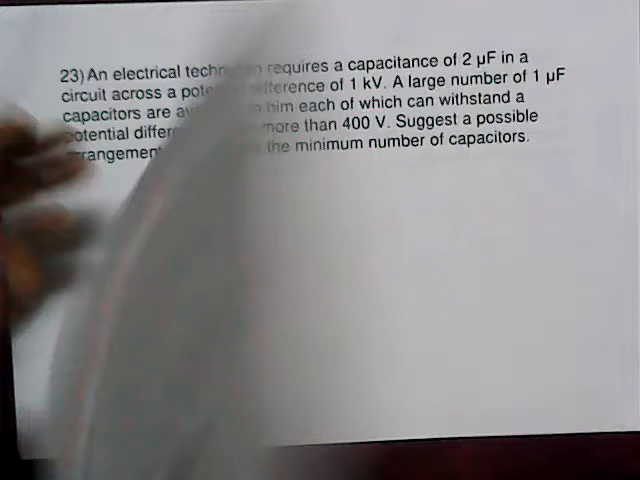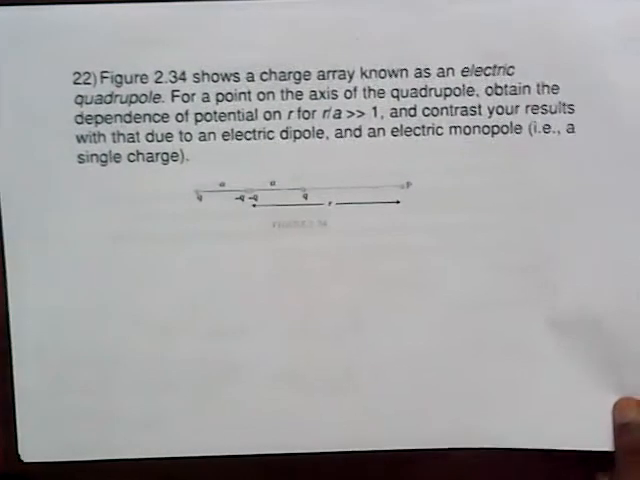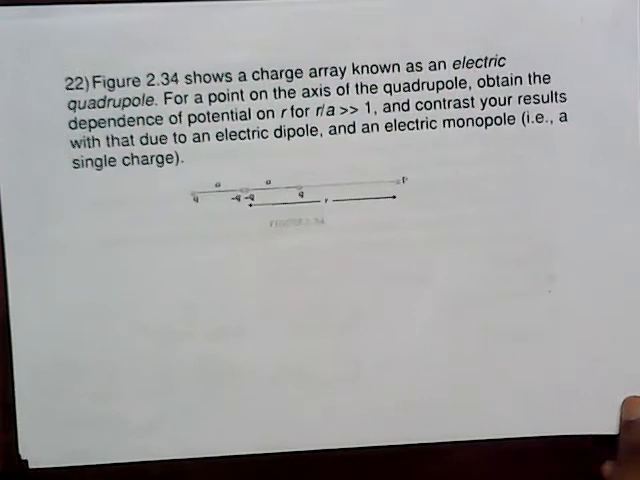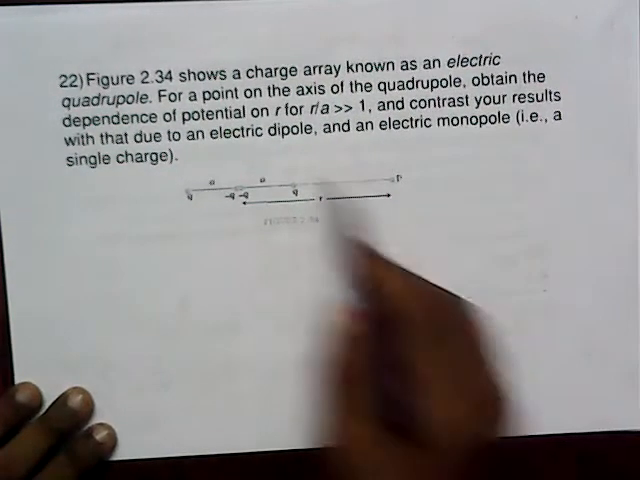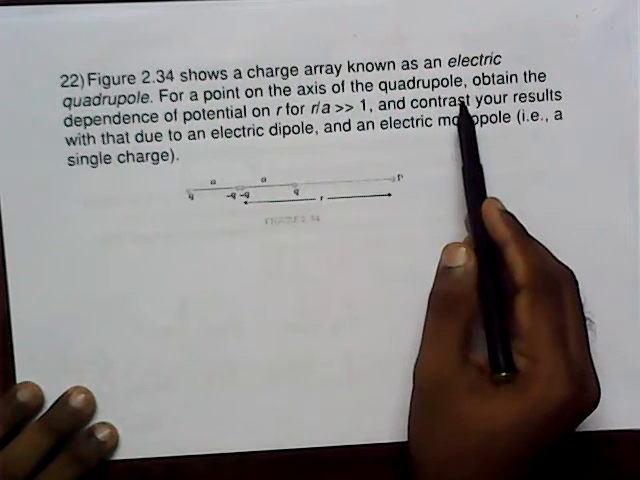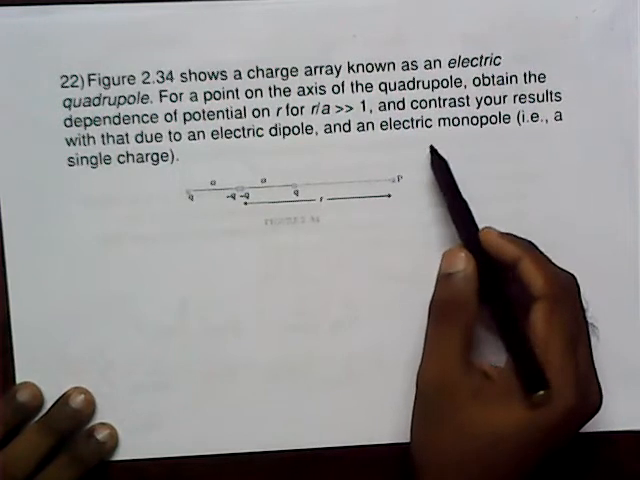We can move to the next question, number 22. The figure shows a charge array known as an electric quadrupole. For a point on the axis of the quadrupole, obtain the dependence of potential on R.